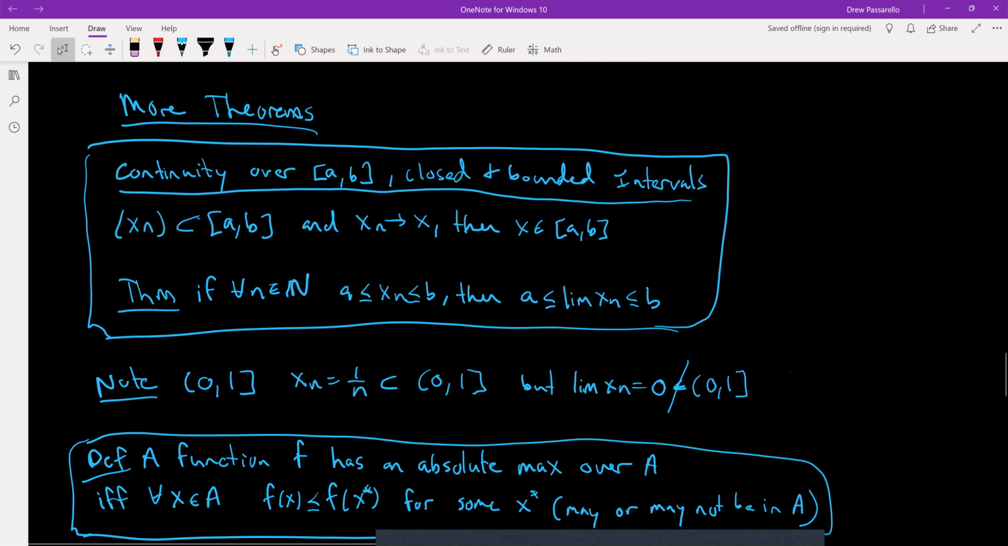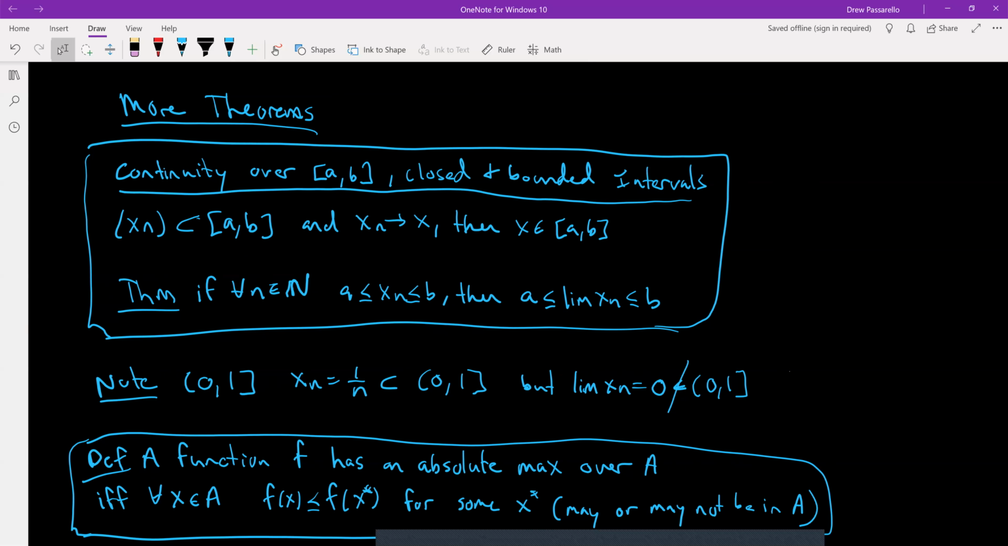So what's presented now are just more theorems. We're still dealing with continuity. Now we're going to focus on absolute max, absolute min, boundedness, and those kinds of things. So for continuity over closed and bounded intervals: if a sequence x_n is a subset of the closed interval [a, b], and x_n converges to x, then x has to be in the closed interval [a, b]. It's closed and bounded.